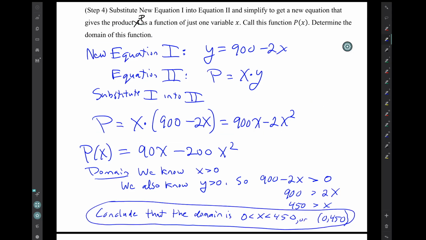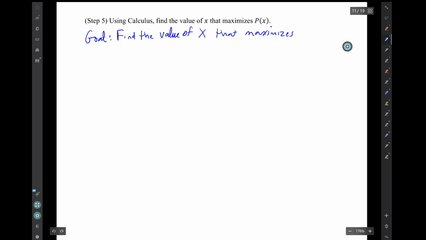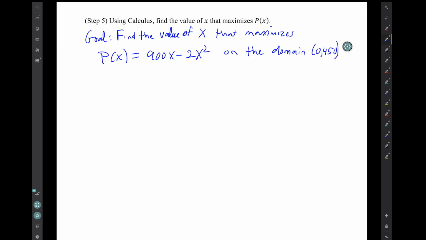So remember, our job was initially to find the values of x and y that maximize p. So we now have a single variable function. So we have to maximize the value of that function on that domain. Notice that domain is not a closed interval. So we have to figure out, will there be a max? Well, notice that the graph of p of x will be a parabola facing down. We have a second degree polynomial with a negative leading coefficient.